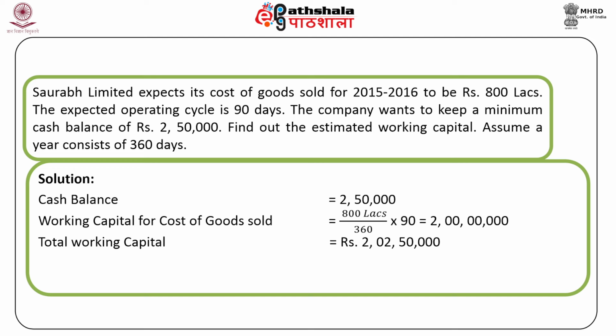Assume a year consists of 360 days. Solution is simple. Cash balance required to be maintained is 2,50,000. Working capital for cost of goods sold is 800 lakhs divided by 360 multiplied by 90, because the operating cycle is of 90 days. So this comes to 200 lakhs. So the total working capital will be 2,50,000.